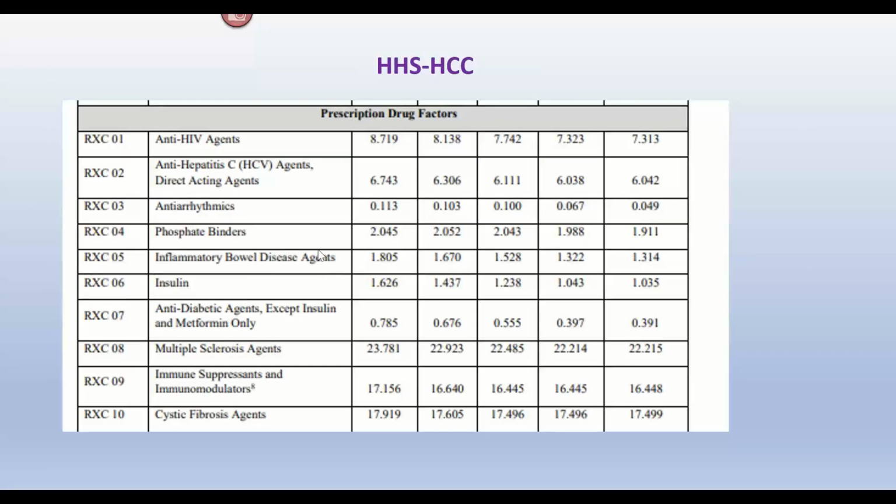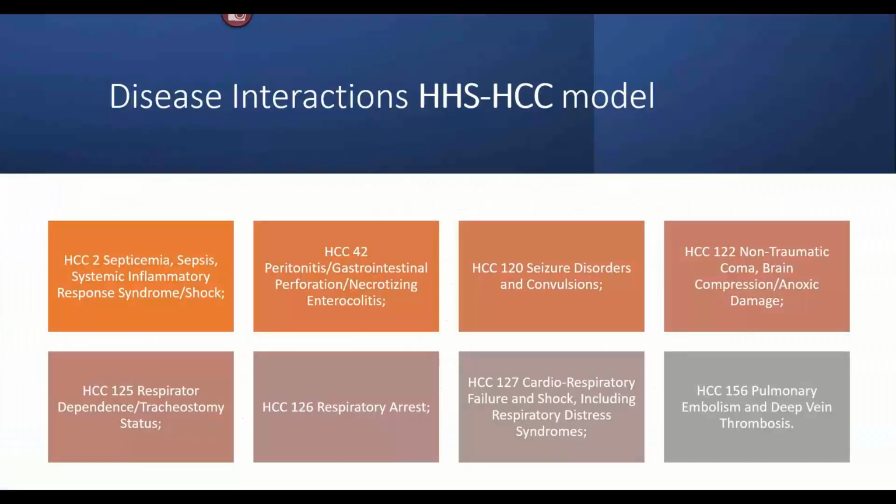HHS, again, gives you the drug component that CMS does not do with the traditional MA plan, and I'll show you they do with Medicare Advantage, the Part D. But again, any of your patients that are on HIV drugs or on insulin or on diabetes medicines, MS medicines, cystic fibrosis agents, they are going to get an additional prescription drug risk score added to their category.